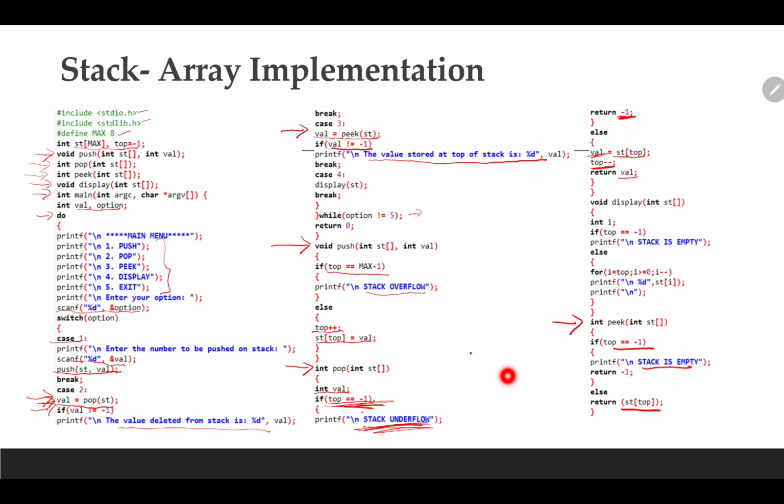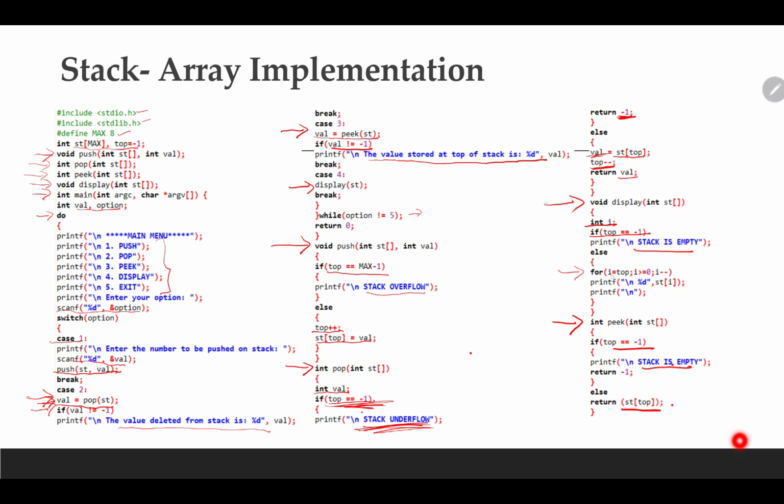And if you are giving 4 as a case, so what is that? Display of st. So it is calling the display function. Here it is the display function. We are declaring int i, then we are checking the condition top is equal to -1. If it is true, it will print the message as stack is empty, and if it is false, it will go to the else part.